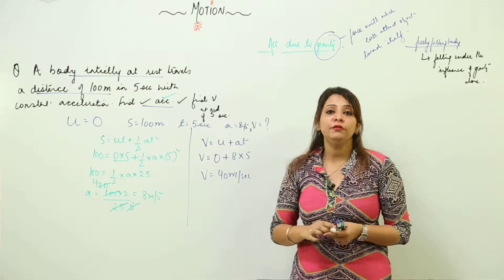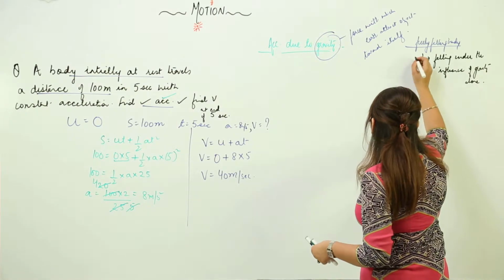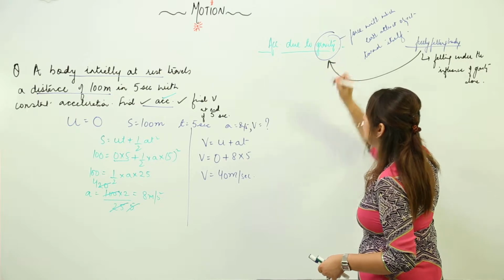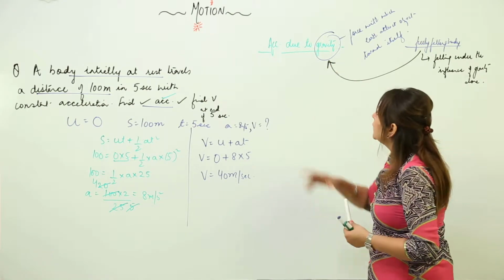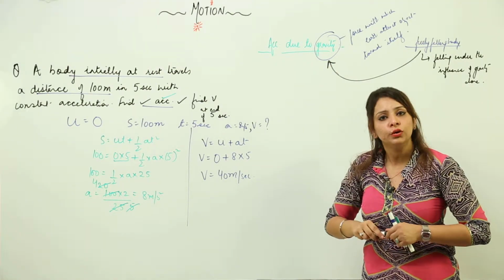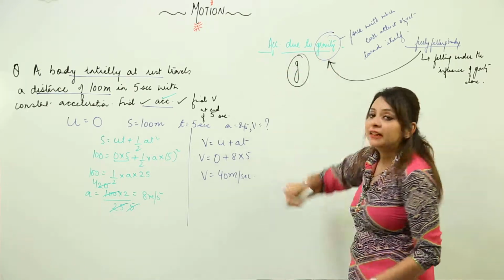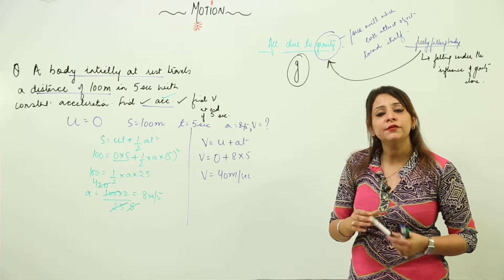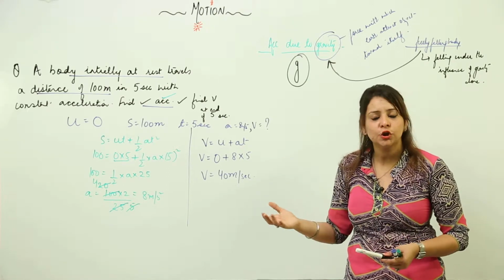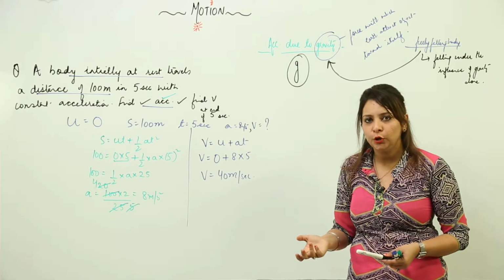And all the freely falling bodies have an acceleration, and that acceleration is merely due to gravity, and it is called acceleration due to gravity. It is denoted by small g. This acceleration due to gravity is different on different planets, or you can say it is different for different heavenly bodies.